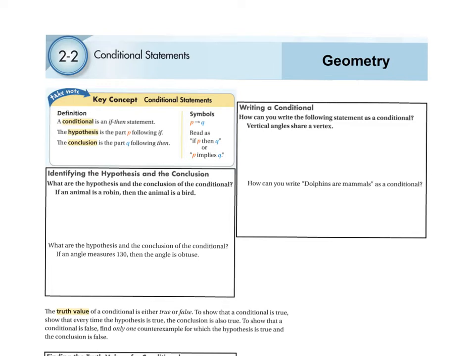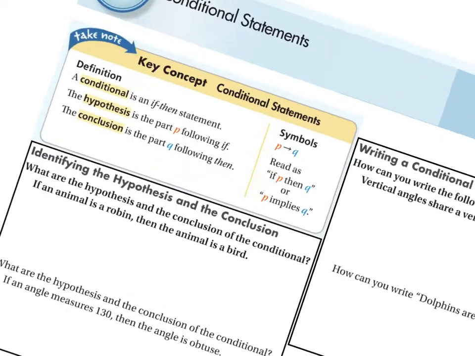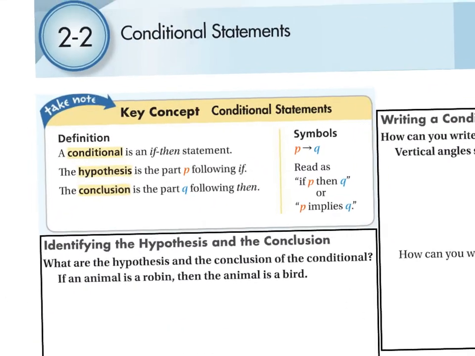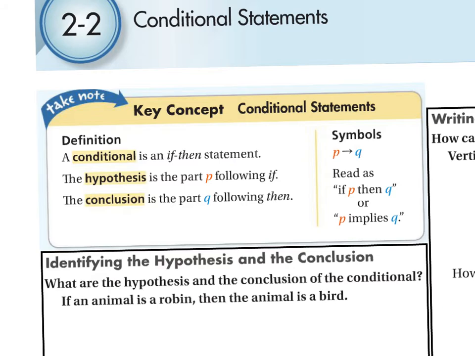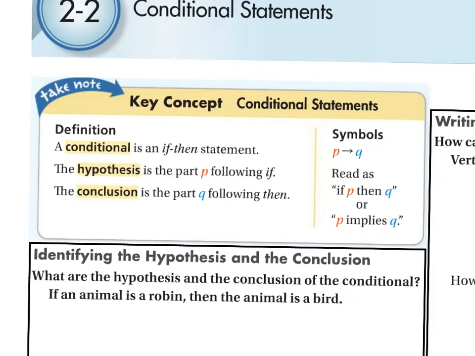All right, so today we're going to talk about section 2.2, conditional statements. A conditional statement is an if-then statement, like if you eat your dinner, then you can have dessert. That's an example of an if-then statement. The first part, the part following the if, is called the hypothesis. And you'll need to have this memorized.